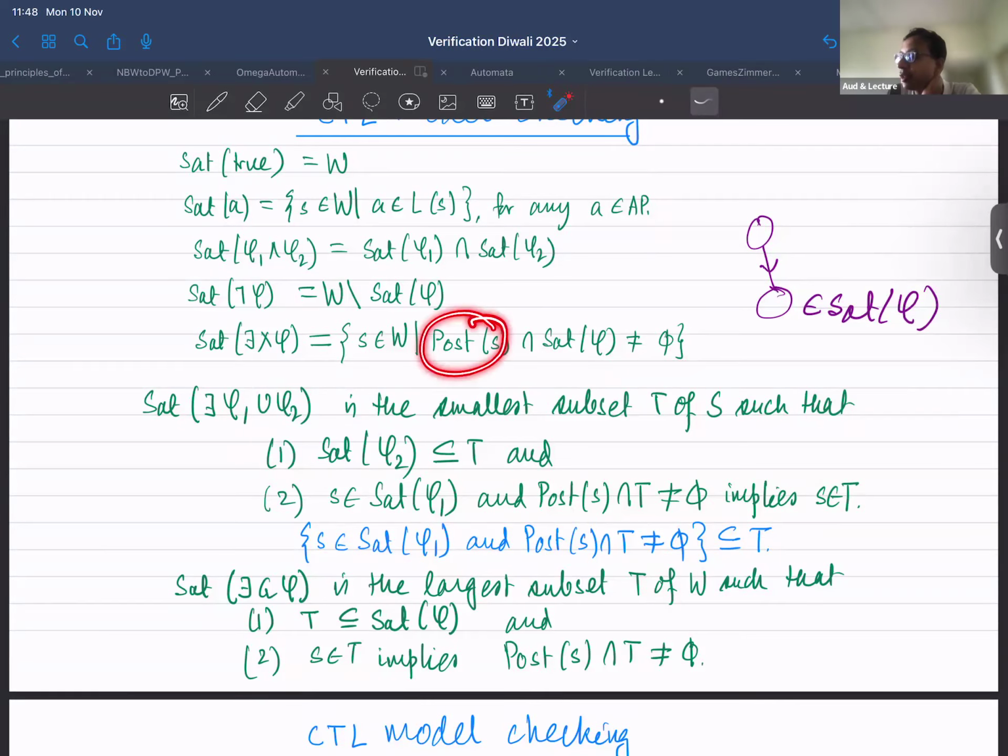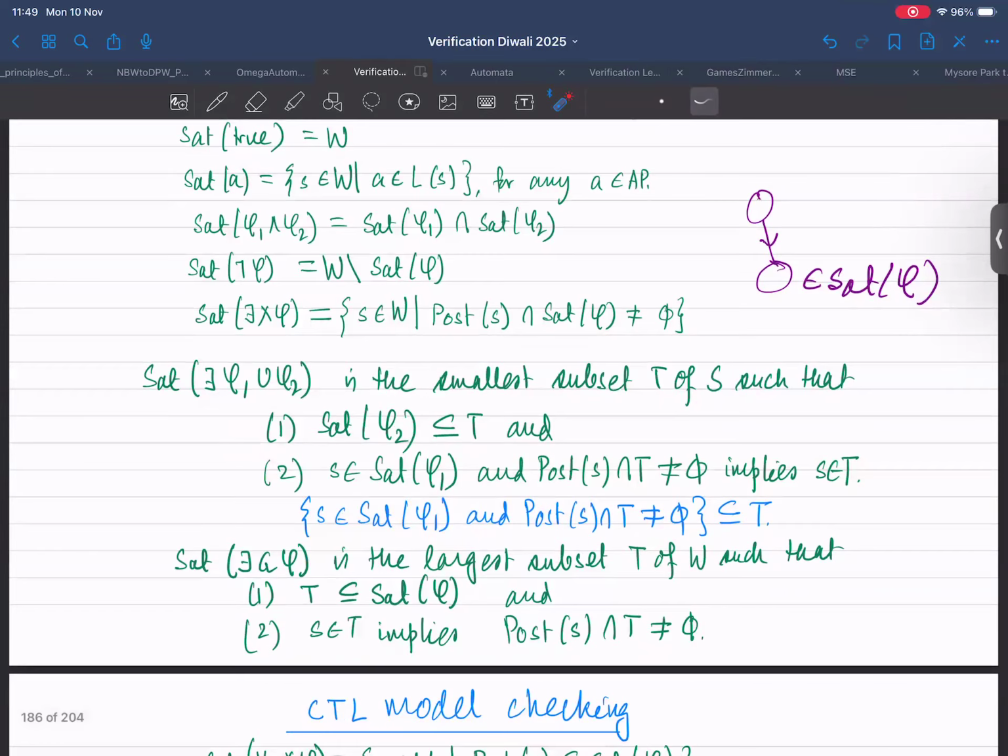Post of S. What is post of S? It's the set of states that you can reach in one step, the set of successors. So as long as the set of successors intersection SAT of phi is not empty, there should exist some successor state which belongs to SAT of phi. That's the idea. So post of S intersection SAT phi not empty, such states should belong to SAT of exists X phi. Clear? Is that okay?